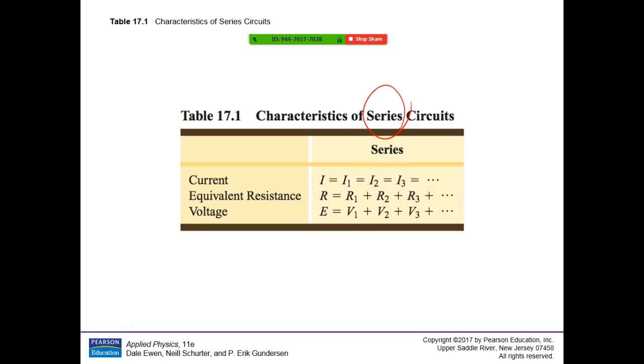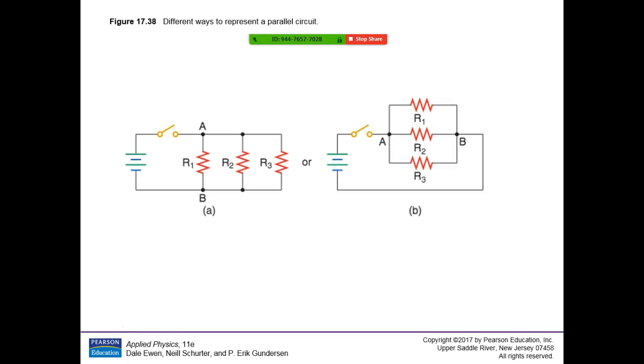Now, let's move on to parallel circuits. So let's see what we have next. Here it is. This is what we call a parallel circuit. Now, there's several ways you can represent those. Here's the deal with a parallel circuit. You've got a power supply here, a voltage source. That's your E or your V, whatever you want to call it.